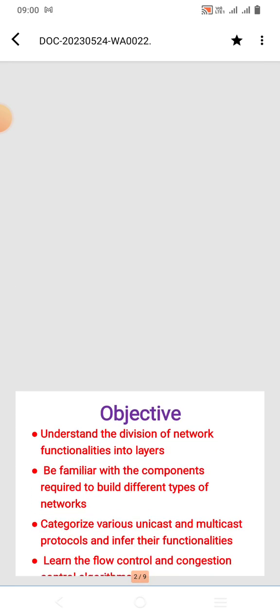This is Sarala. I'm going to give a seminar on the topic ARP, which is one of the topics in data communication and networks. Before entering into the topic, let us see the objectives of this subject.